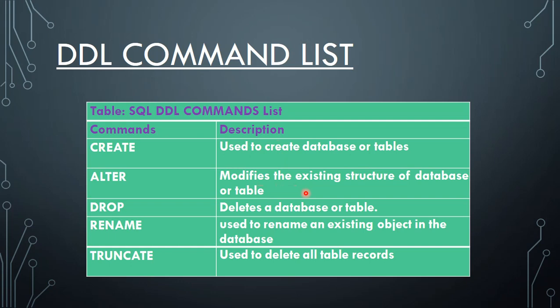ஏற்கனவே இருக்கிற databaseல ஏதாவது நம்ம changes பண்ணனும் அப்படினா we can make changes with the help of alter. And drop is used to delete the database or table. Okay, and rename is used for renaming an existing object in the database. So databaseல ஏற்கனவே இருக்கிறத நம்ம rename பண்ணிக்கலாம். And truncate is used to delete all records in the database. So அந்த databaseல இருக்க records எல்லாத்தையும் delete பண்ணனும் அப்படினா we can use the truncate command. Okay, these are the commands used as DDL commands.